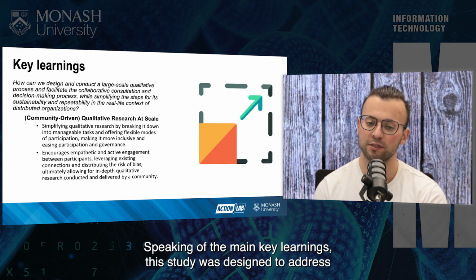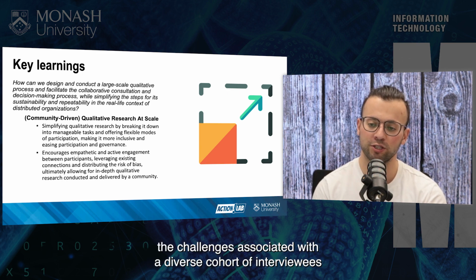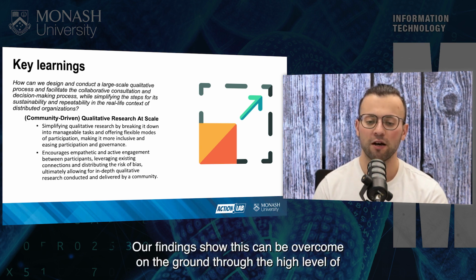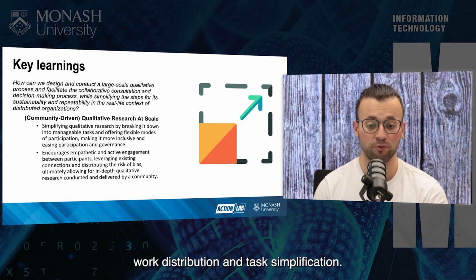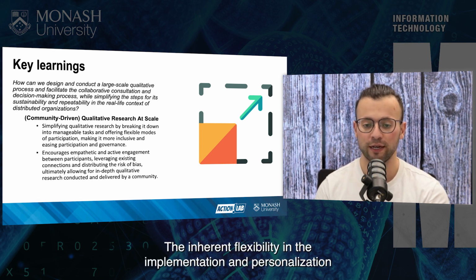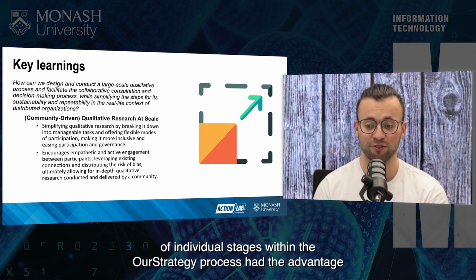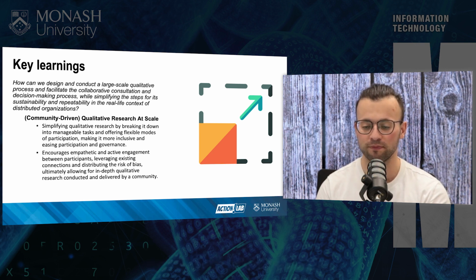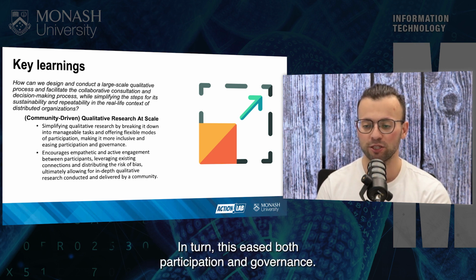Speaking of the main key learnings, this study was designed to address the challenges associated with a diverse cohort of interviewees and the burden imposed by undertaking large-scale studies. Our findings showed this can be overcome on the ground through a high level of work distribution and task simplification. The inherent flexibility in the implementation and personalization of individual stages within the OurStrategy process had the advantage of providing the ability to modify each component in real time without compromising the intended result. In turn, this eased both participation and governance.